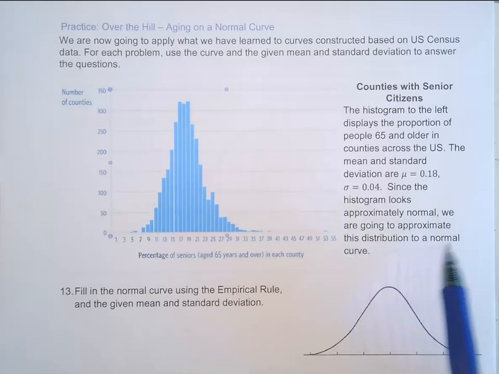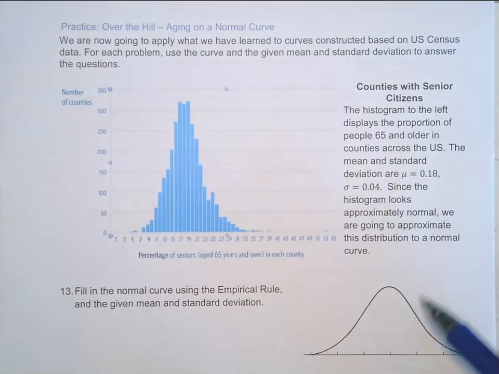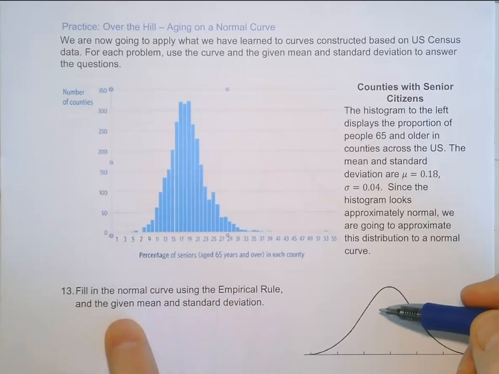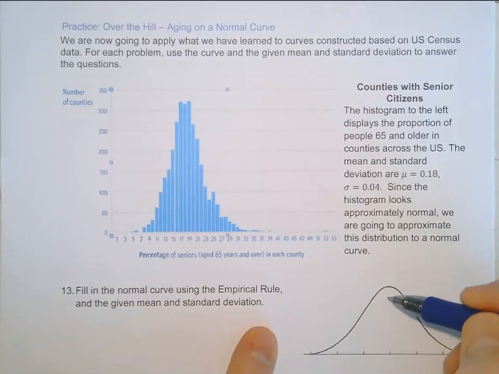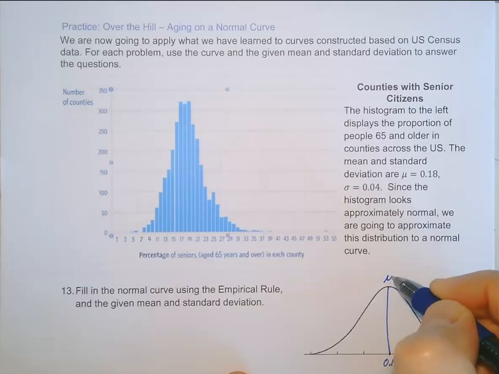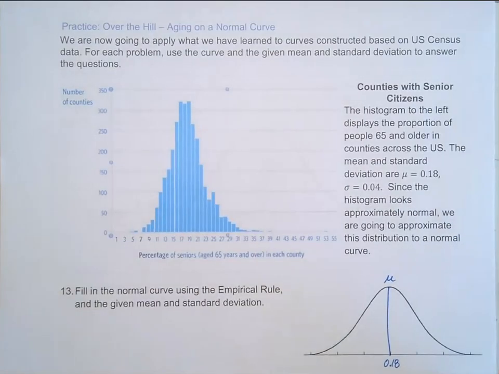We are going to approximate the distribution to a normal curve. It says fill in the normal curve using the empirical rule and the given mean and standard deviation. Here we know the peak is going to come straight down here. We know that this is going to be mu, which is 0.18. I'll write it as mu here. I'm okay if you write x bar, but since they use mu, I'll do that.